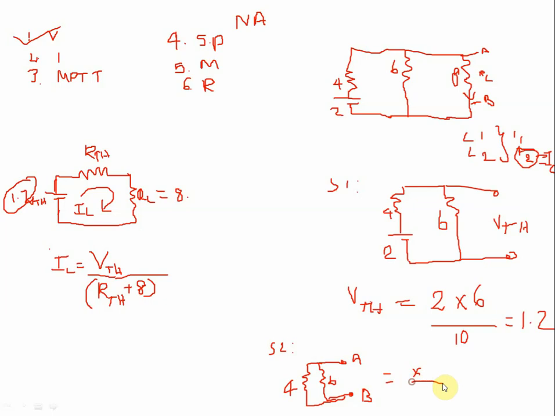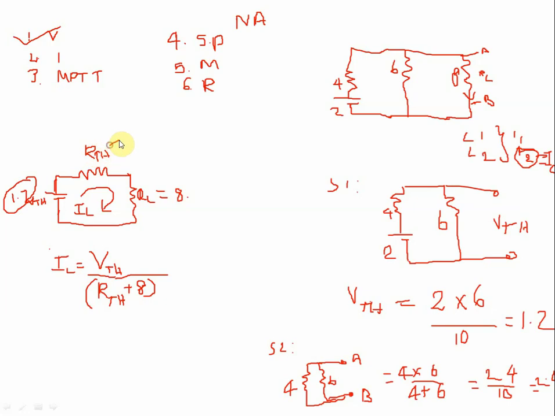Parallel connection means what to do? Multiplication divided by addition. The multiplication is of these two resistances: 4 multiplied by 6, and the addition is 4 plus 6. The bottom is 10. The numerator is 4 multiply 6, the answer is 24. So 24 divided by 10, what is the answer? 2.4.